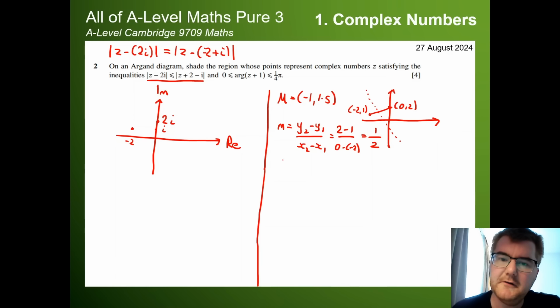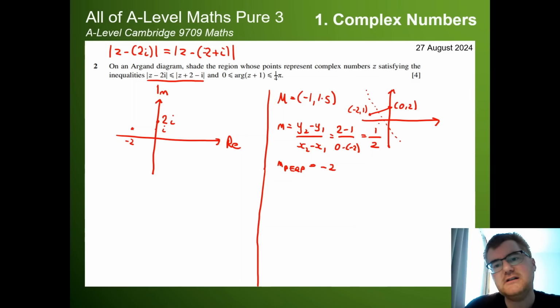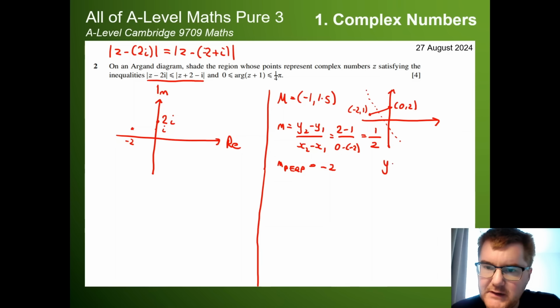Therefore, the gradient of the, let's just call this perpendicular. Well, that's going to be the negative reciprocal, so flipped and change the sign. So we get minus 2, and this looks like minus 2, so that looks good. So we get y equals minus 2x plus c.